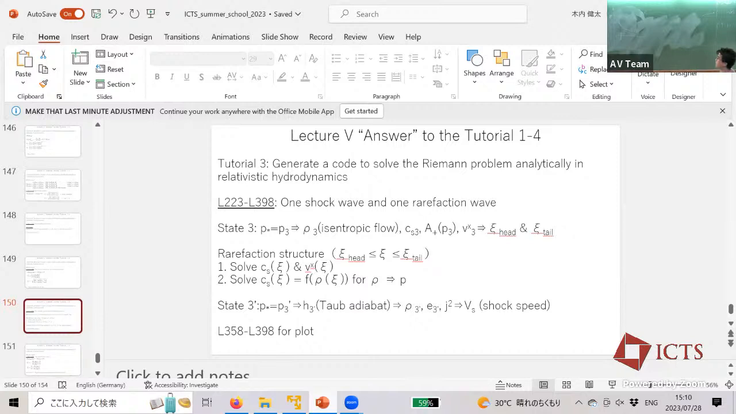For this rarefaction wave, the self-similar parameter Z should exist between Z head and Z tail. Since the sound velocity and the velocity are described as functions of Z, you solve this equation to get Z, Cs and Vx. After solving this equation, you now have the sound velocity, and the sound velocity is described by the mass densities. By solving these equations, you can get the densities, and then finally you can get the pressures. This is a bit of a messy procedure, but it is doable.